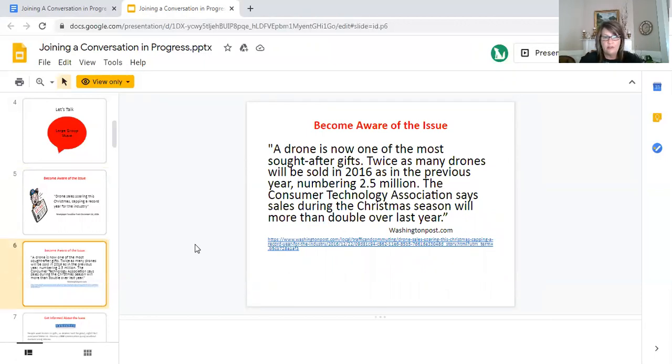This is from that same newspaper, a little snippet from that. A drone is now one of the most sought after gifts. Lots of people want them. Twice as many drones will be sold in 2016 as in the previous year, numbering 2.5 million. The Consumer Technology Association says sales during the Christmas season will more than double over last year. So what this tells me is, and as a teacher, I like to think this through and think aloud, or I could ask my students, what does this mean? Find a fact in there and tell me the implications of the fact.